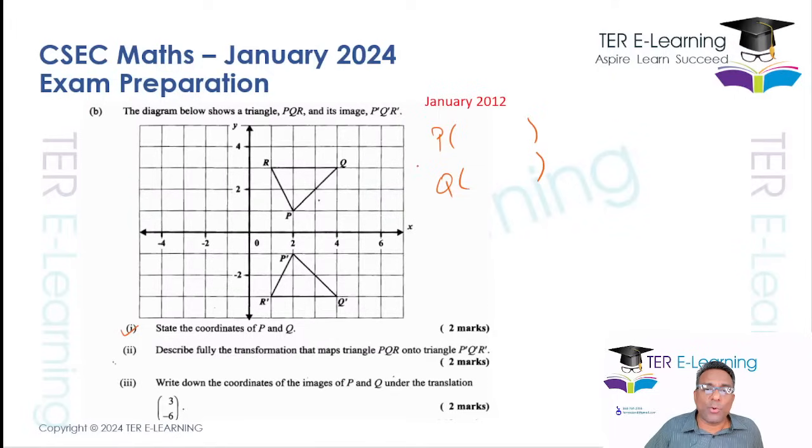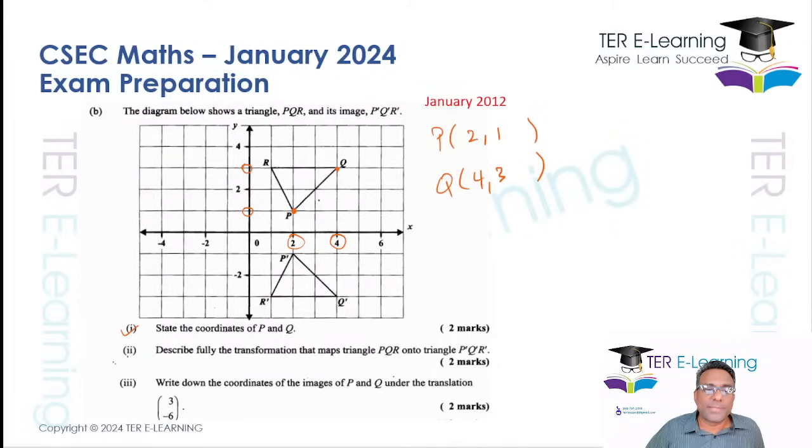So we want the coordinates of P. So that's this point here, right? Now you have to be careful. So you read off the x coordinate, which is 2, and the y coordinate here is going to be 1. So this is going to be 2, 1. And in the case of Q now, the x coordinate is 4, and the y coordinate is this value here. So this is going to be 4, 3. So it's 2, 1, and 4, 3, right?